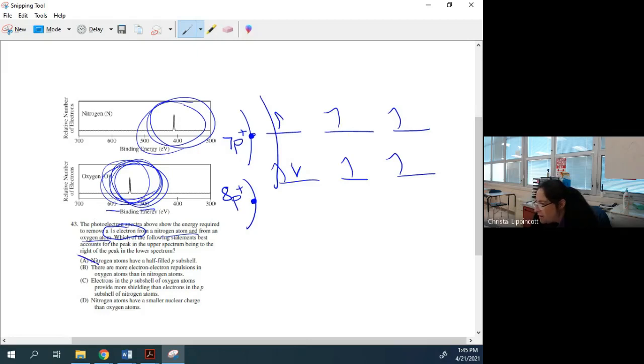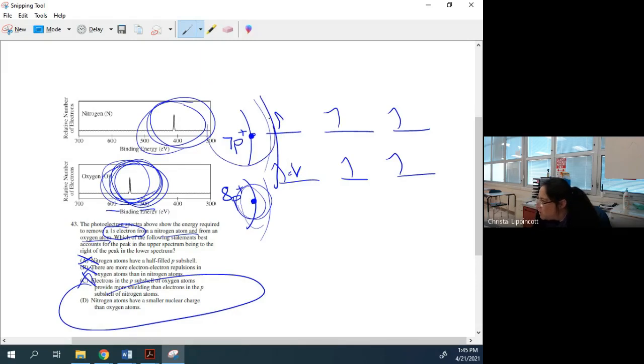No. So A's out. B, electron-electron repulsion in the oxygen. Yeah, you're going to have a little repulsion here, but they're saying that it's holding on to this electron tighter. So that one's out. C, electrons in the P sublevel of the oxygen atom provide more shielding. No, they don't provide more shielding. The shielding would have to come from another layer here, and that doesn't exist. So D is the only option here.